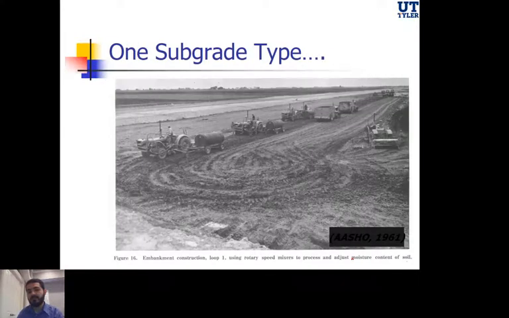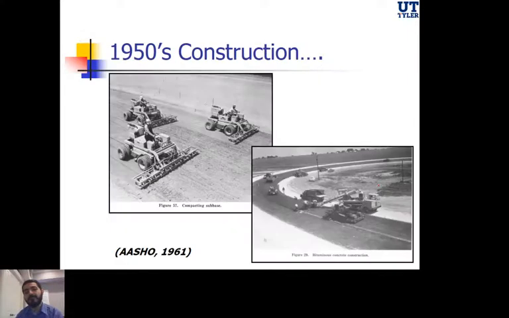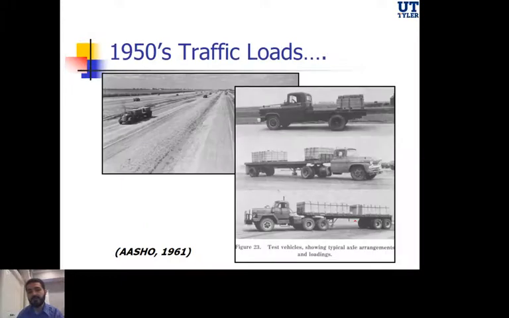So in this picture, the very bottom layer is the subgrade, and this is the second layer, which is the compacting of a subbase. And then here we have the bituminous concrete layer, which is the top layer.